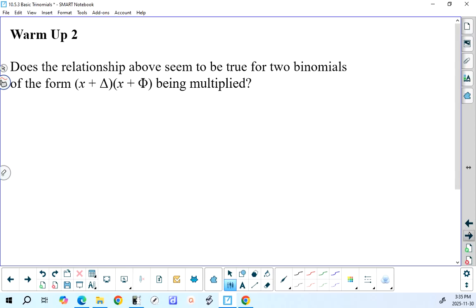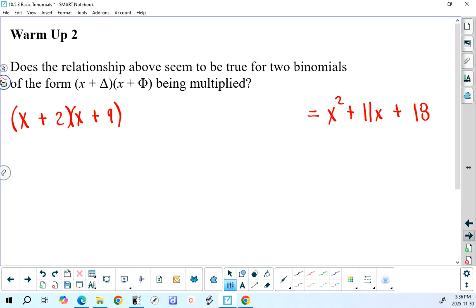Does the relationship above seem to hold true for two binomials that are always of this form? So I've just put in some symbols here. The question is this: does it seem to work for this, for example? If we expand this out, will the coefficient in front of x be the sum of those two numbers? And will the number by itself be the product of those two numbers? That's what the question is.